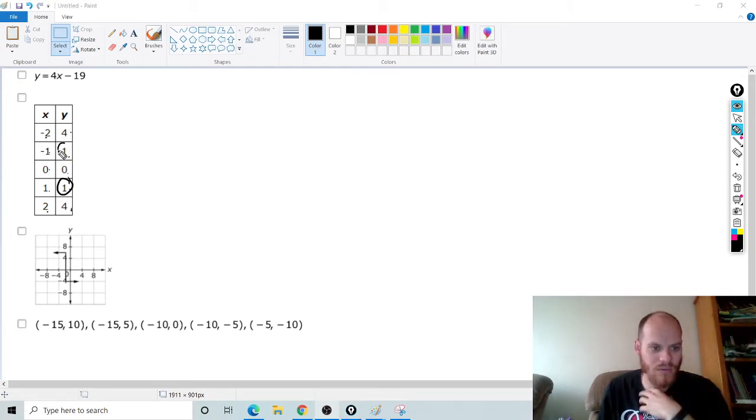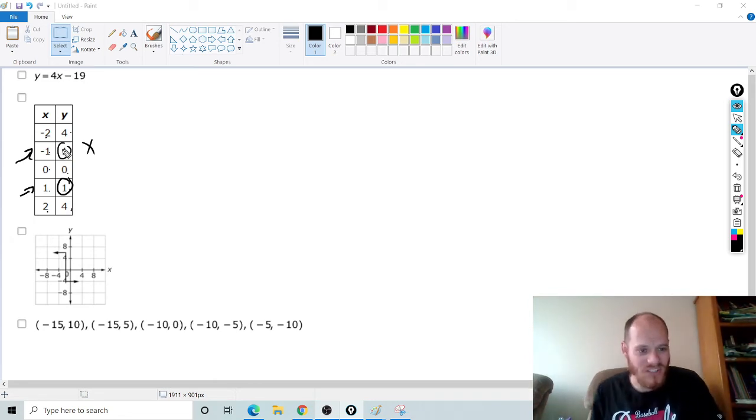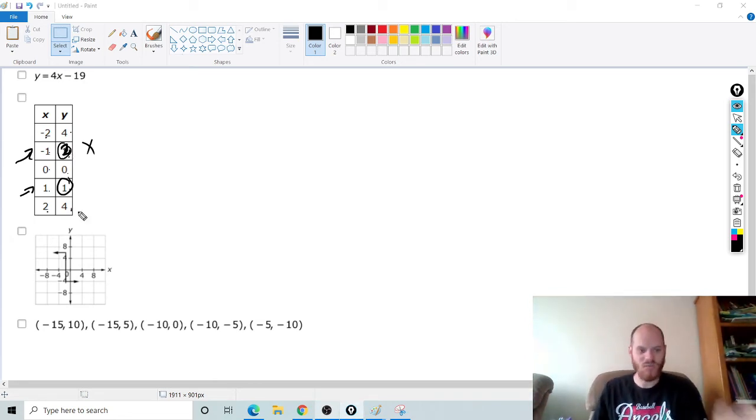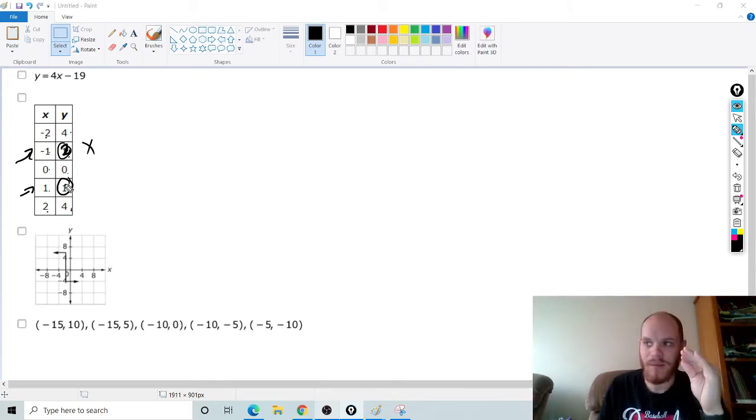Notice 1 happens twice. So you're telling me I have a function that if I put in negative 1, out comes 1. But if I also put in 1, out comes 1? That's impossible. It can't be a function. Right? It doesn't work that way. Again, a function has to be something where maybe if this was a 2 instead, right? Okay, then yeah, it's a function. We don't have anything repeating.